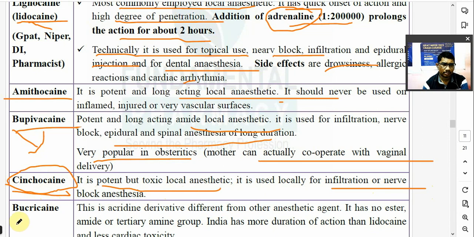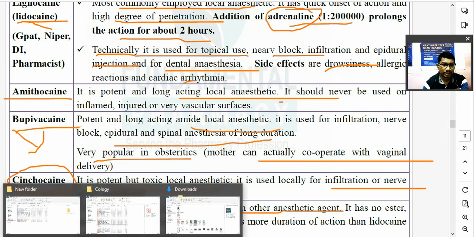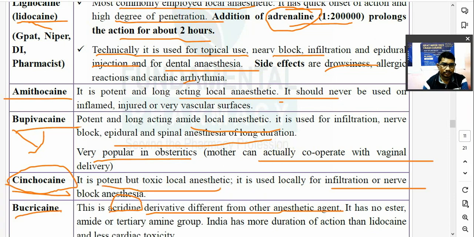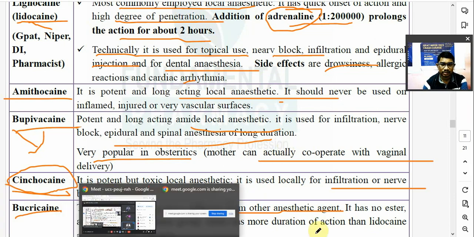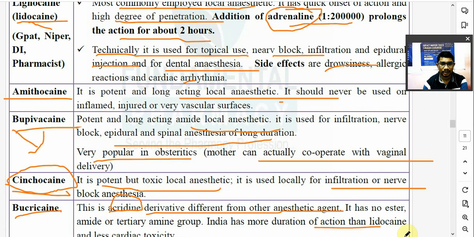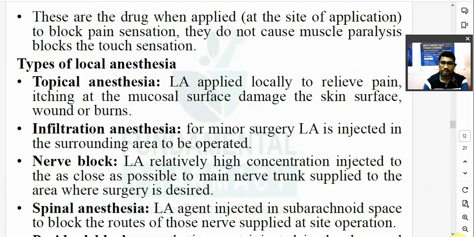Next comes your bucricaine. This is the acridine derivative. Remember this, acridine derivative, different from other local anesthetics. It has no ester or no amide. It has a more duration of action than lidocaine and is less cardiotoxic. Next, what is a local anesthetic?